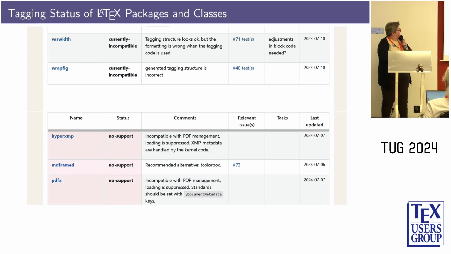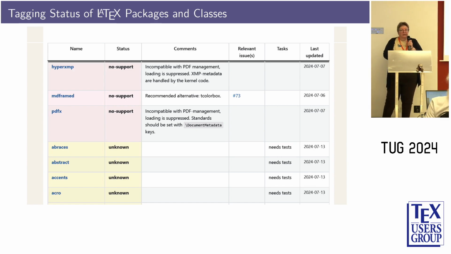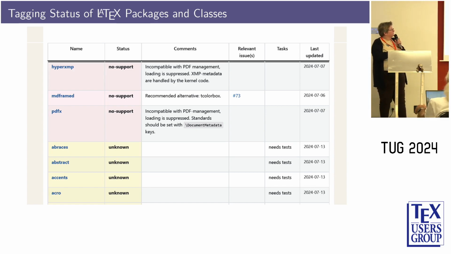So here are packages that we do not support. Hypertext XMP is not supported, but there is a replacement. If you use the tagging code, XMP metadata are handled automatically. So it's not needed. It's not a problem. Similar with PDFX, PDF standards and XMP metadata are handled. MD framed is not supported because it would need lots of work and it's actually no longer maintained. So in this case, there's simply a recommended alternative.